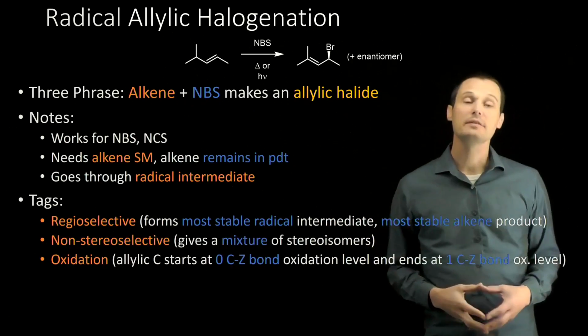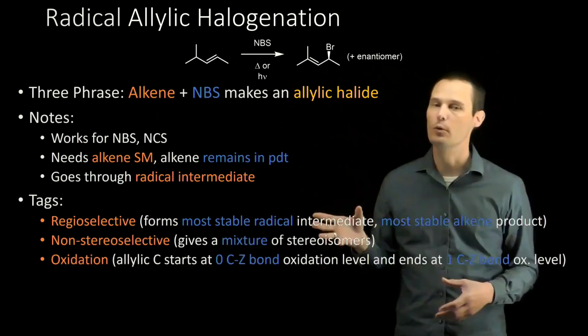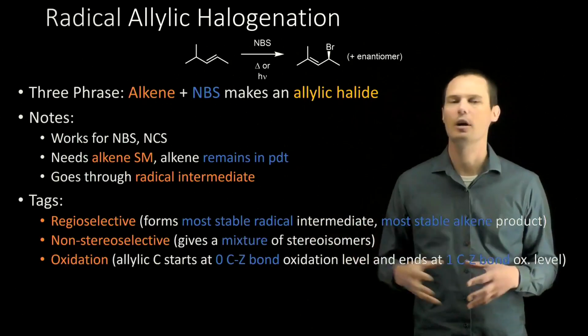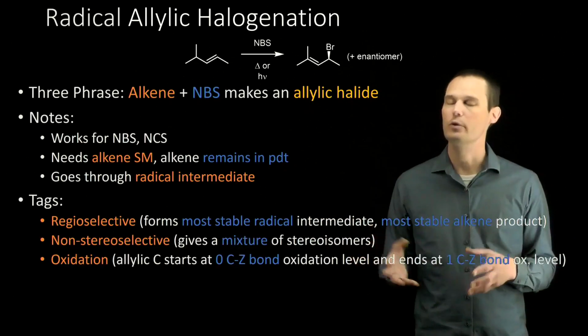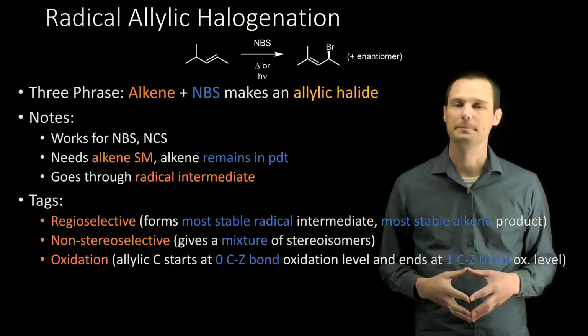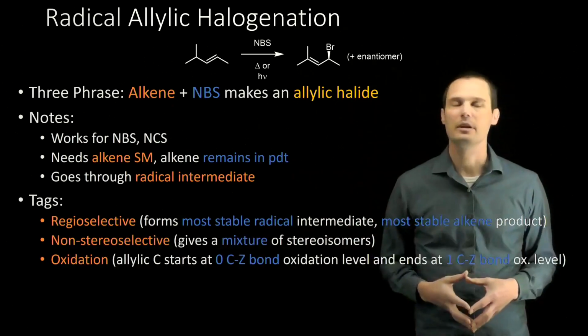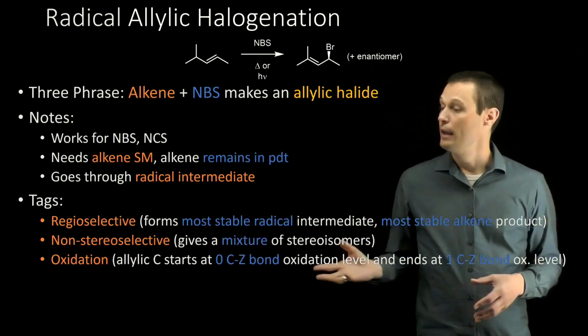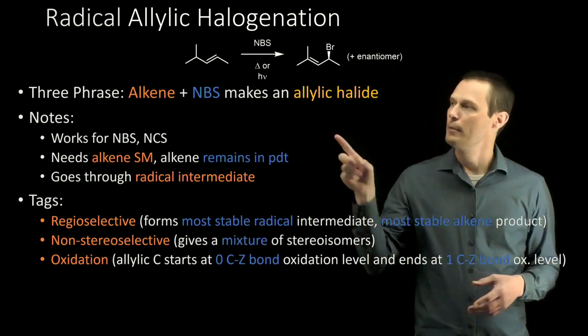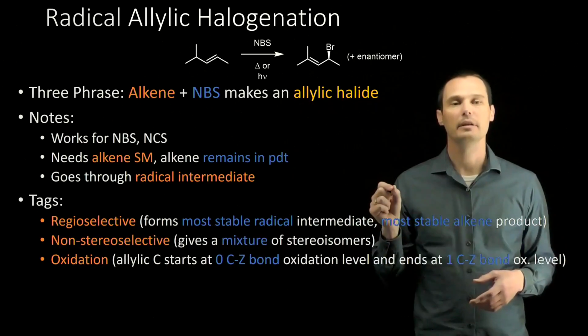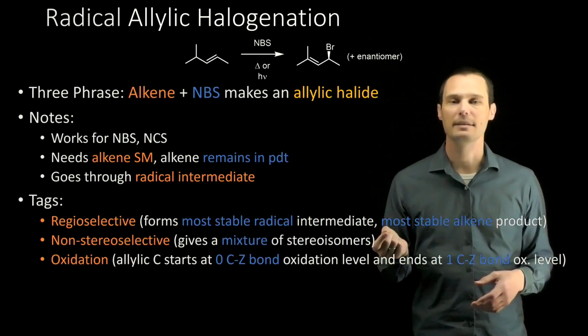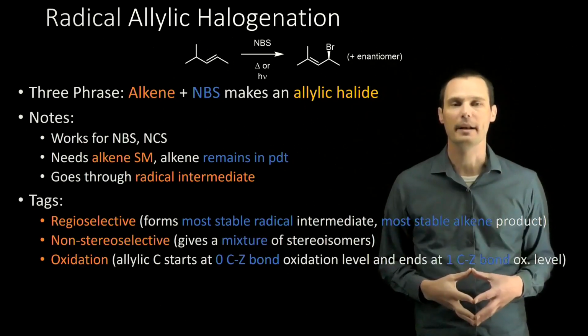Some tags for this reaction. This is a regioselective reaction. It forms the most stable carbon radical intermediate, and it forms the most stable alkene product. It is non-stereoselective. It gives a mixture of stereoisomers in our product, and it is a formal oxidation. From the perspective of the allylic carbon, it starts at the 0 C-Z bond oxidation level and ends at the 1 C-Z bond oxidation level.